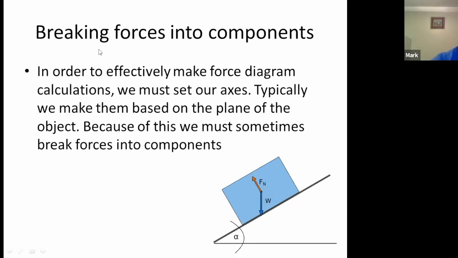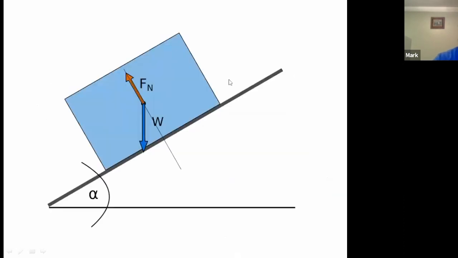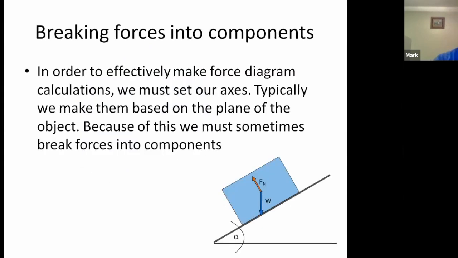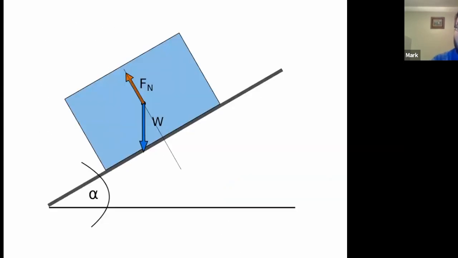Forces are vectors, so they have a direction. Sometimes this direction is not convenient for us to work with, so we can break the vector into components. In order to effectively make a force diagram, which is how we solve all force problems, we must set our axes. Typically, we set our axes based on the plane of an object, so we must sometimes break forces into components to make it easier. I'll show you in the next slide how that works. We have this object, the zoomed in version of this picture, on an inclined plane.